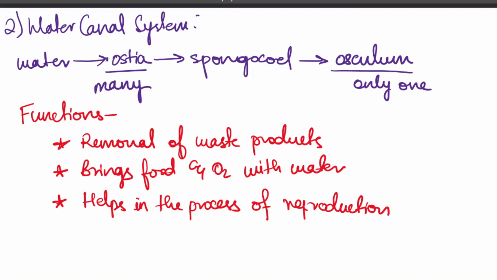Now see, removal of waste products: let's say excretion is done through the water canal system. It brings in O2 with water. Since the water is letting in, this is the water flow system, right? So water is bringing in oxygen and all the other food particles also. Next, it helps in the process of reproduction. It brings sperms inside with the water. I hope it is easy and understandable. Now let's move on to the next one.